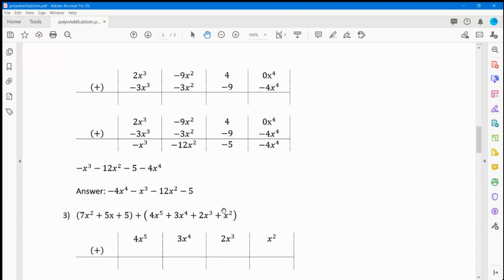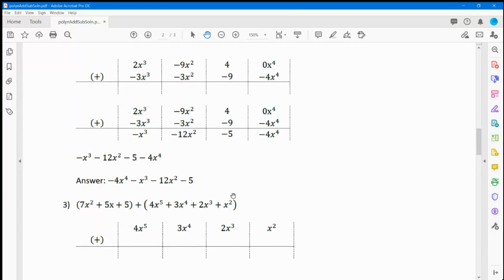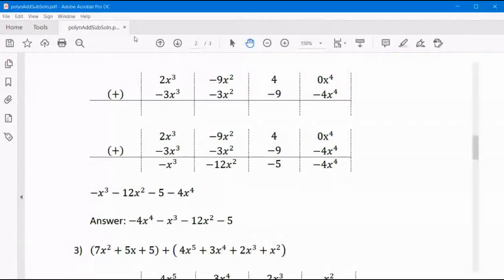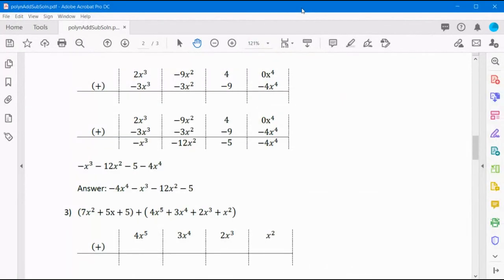So those are the first two problems. Are there any questions at all? Okay. Yeah, I can't see the chat, so okay, we're good.